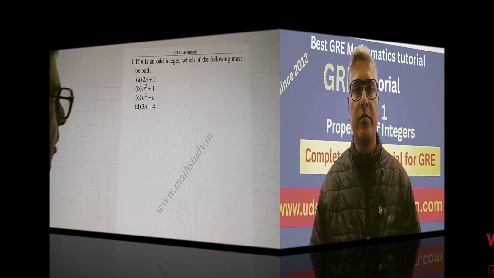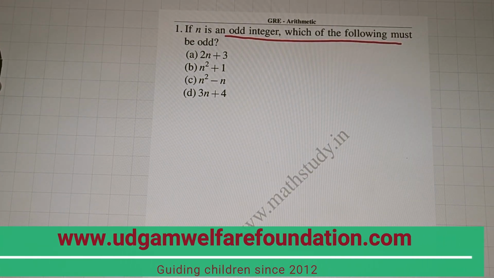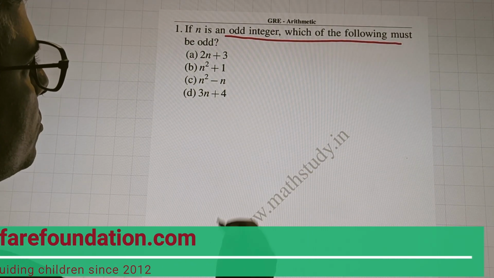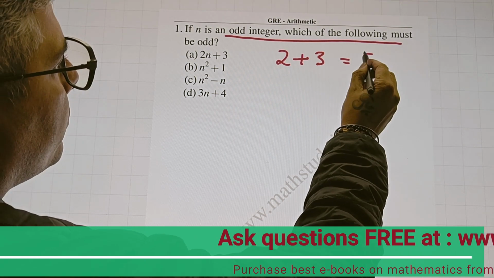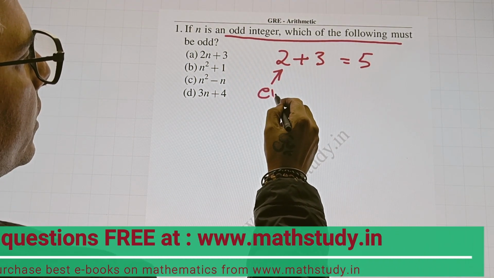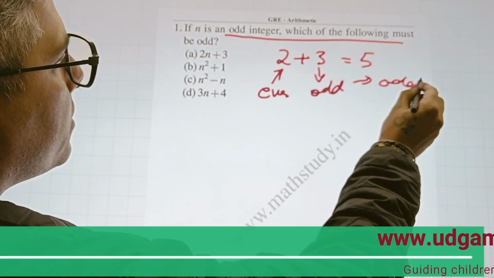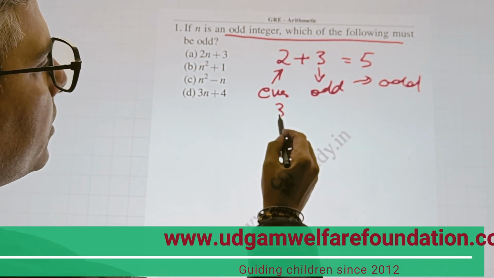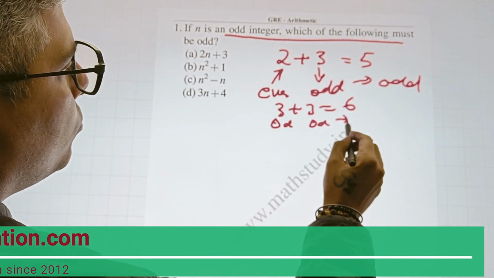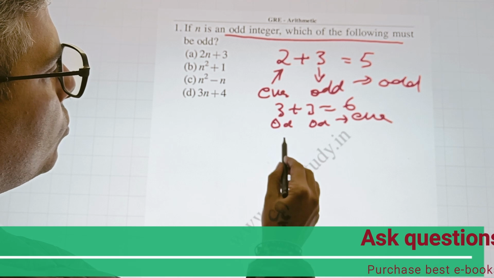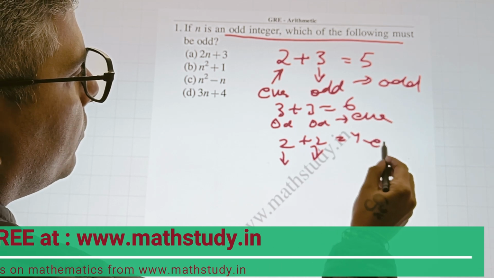So let's get started. This is our question number 1. It states: if n is an odd integer, which of the following must be odd? For this we have to understand the properties of odd. Let us take an example: 2 plus 3 is 5. That means an addition of an even number and an odd number will give you an odd number, right? Similarly, 3 plus 3 is equal to 6. That means adding two odds will give you an even number. Also, 2 plus 2 is equal to 4. This is even, this is also even, and it will give you an even integer.